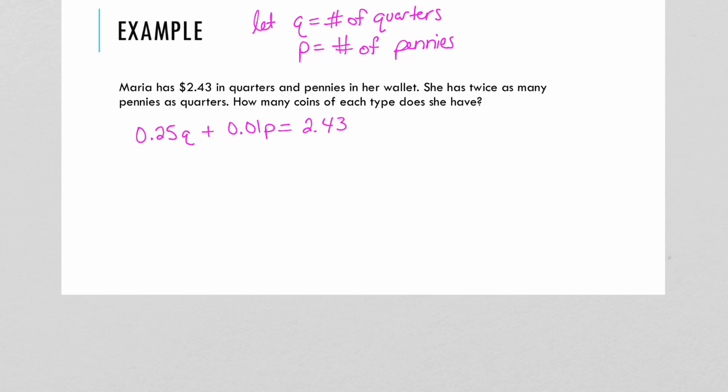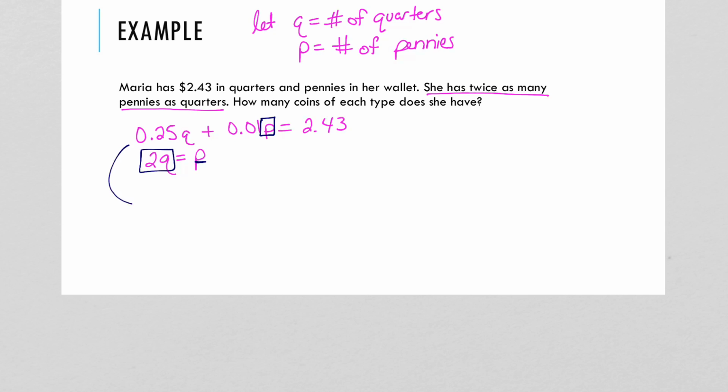Okay, so the next one says she has twice as many pennies as quarters. So she has more pennies than she has quarters. So that means I'm going to take the number of quarters and multiply that by 2 to get the number of pennies, because it says I have twice as many pennies. Now, my P is equal to 2Q. So wherever I see P in the other equation, I can substitute in 2Q.